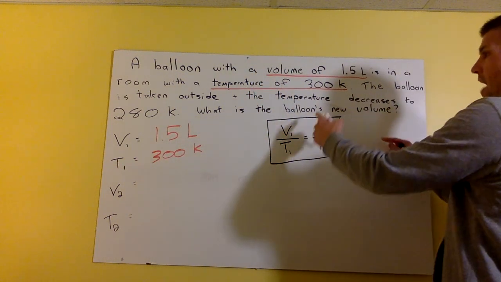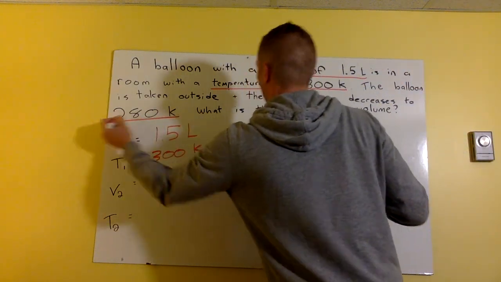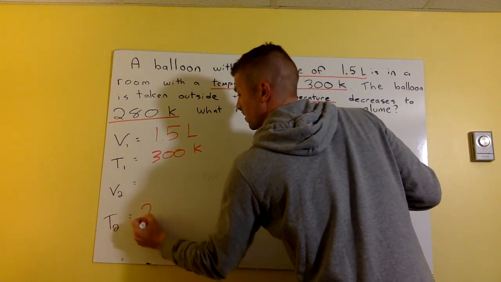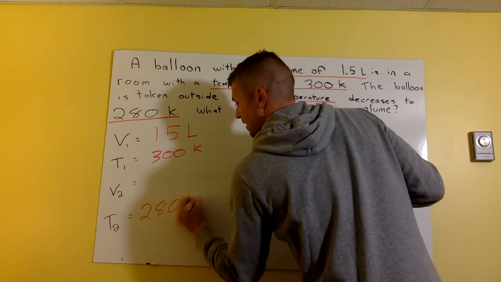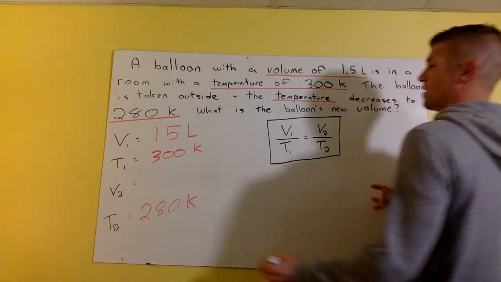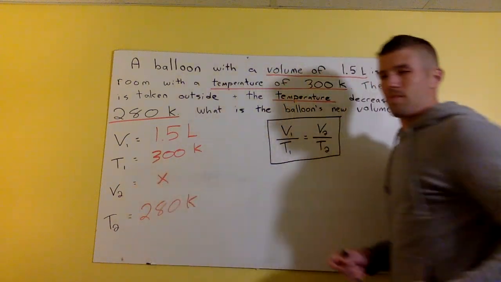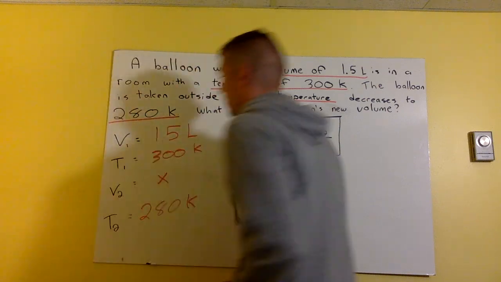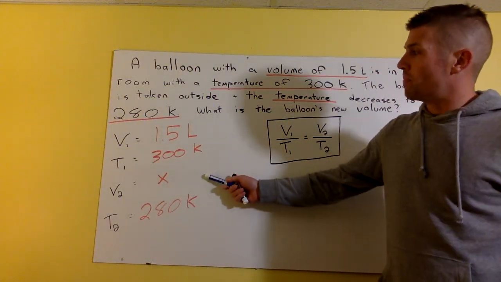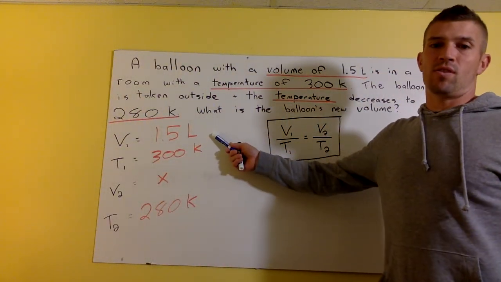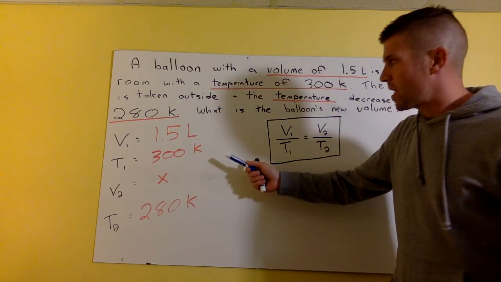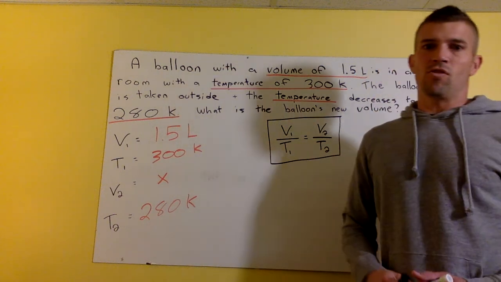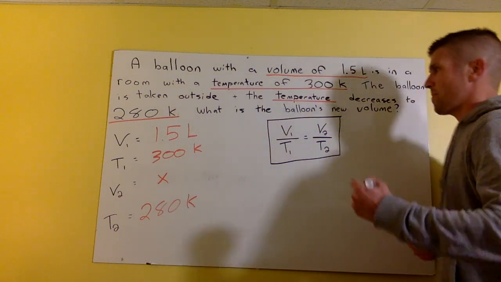Now, I know that Kelvin is a temperature, right? The temperature decreases to 280 Kelvin. What is the balloon's new volume? Okay, so I know that this volume is going to be lower than this volume. How do I know that? Because my temperature went down. If my temperature goes down, my volume goes down. So let's plug it in.